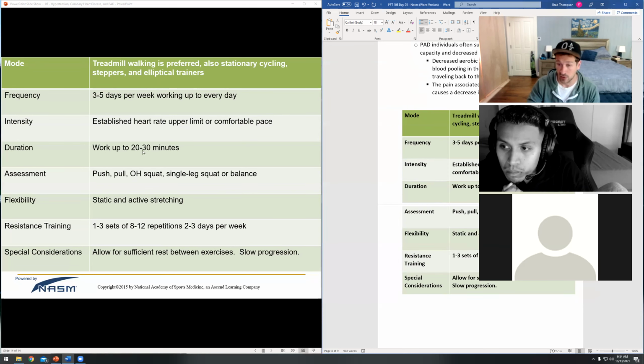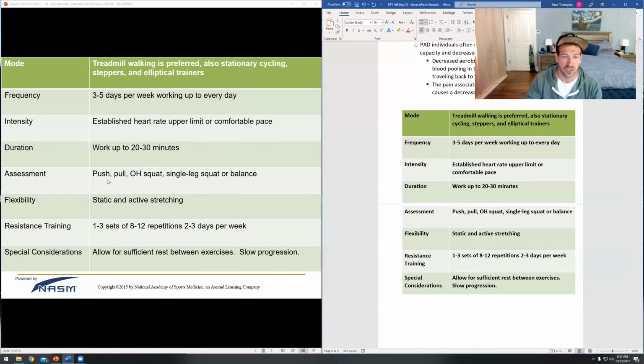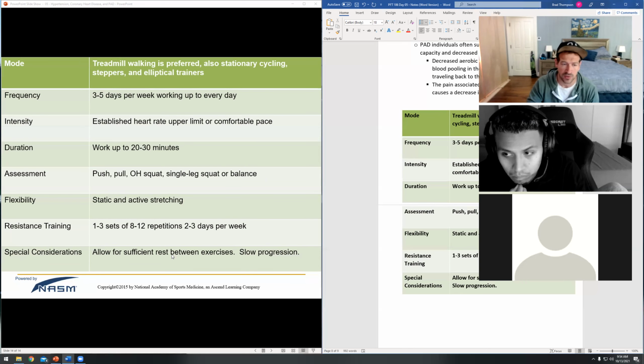The duration's very short. Again, it hurts. They just can't be on their feet that long. They need frequent rests, frequent breaks. Assessments, totally normal for the most part when it comes to posture stuff. Flexibility, we like static and active. We're avoiding dynamic because, again, dynamic might cause the blood to pool in certain areas. Butt kickers are not so good. Leg swings are about as bad as it gets.